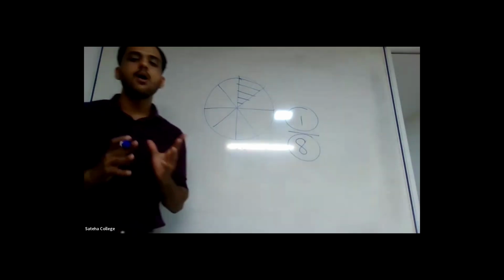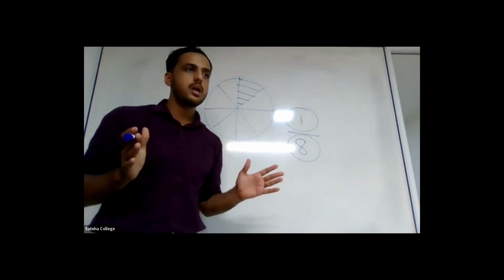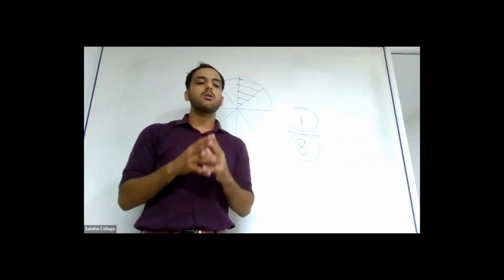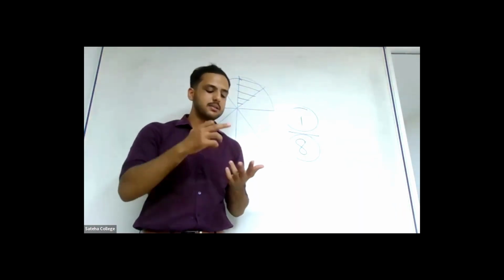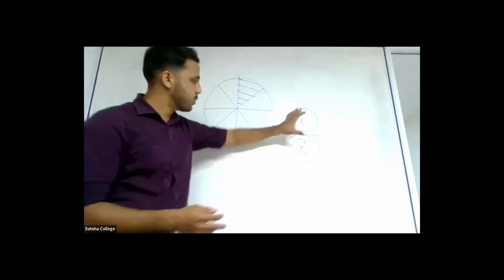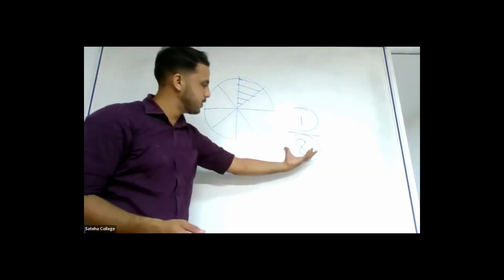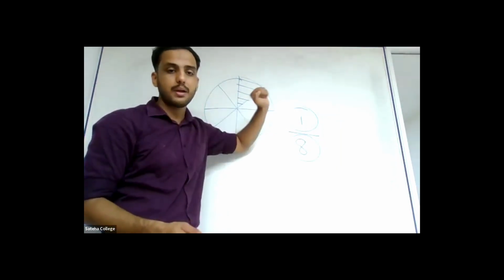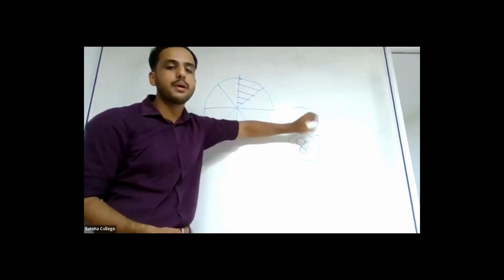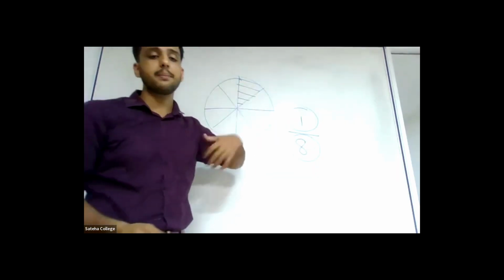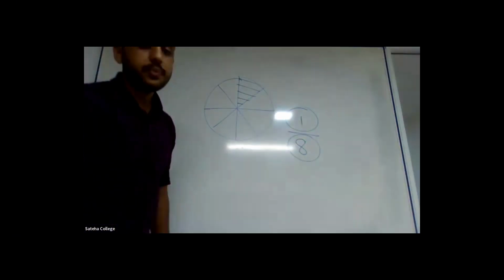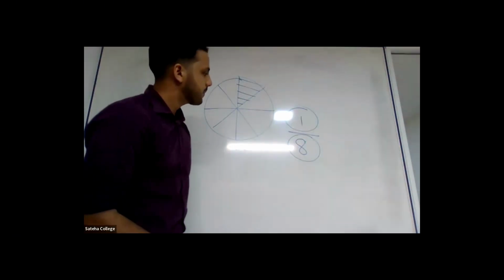Just a basic idea of what fractions are. A fraction can represent any quantity: money, mass, time, anything. There are two parts, the denominator and the numerator. The denominator always represents the total number of parts, while the numerator represents the number of parts that you need or want to show.